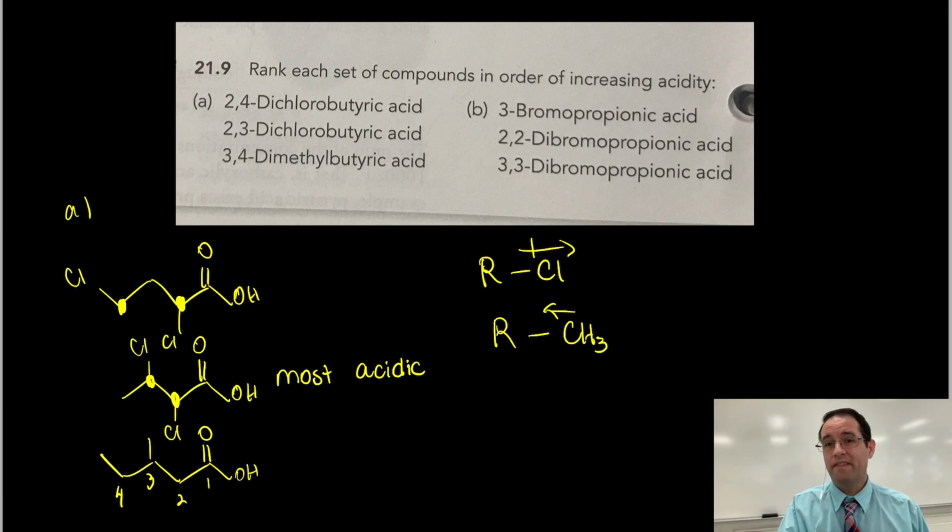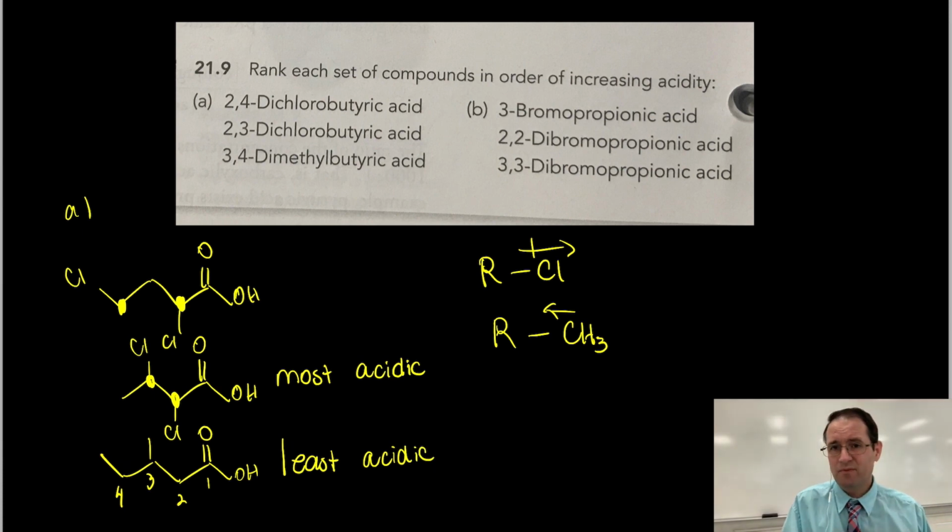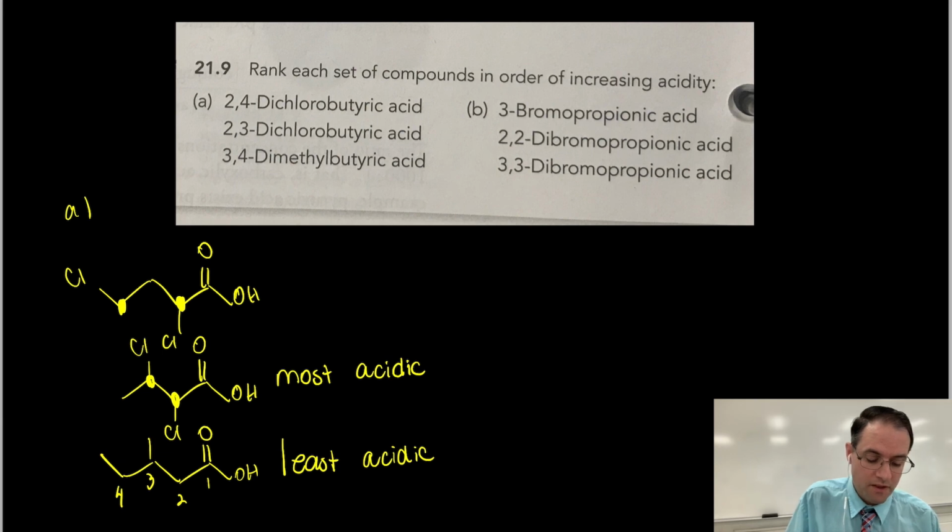Chlorines will withdraw electrons, stabilize the carboxylic acid, and make it more acidic, whereas electron donating groups will donate electrons in and anger the carboxylate and destabilize it. It'll make the carboxylic acid more shy to jump in the swimming pool and lose that proton, okay? So this is going to be least acidic here. Okay? And remember, electron donating groups do the opposite as electron withdrawing groups, okay?